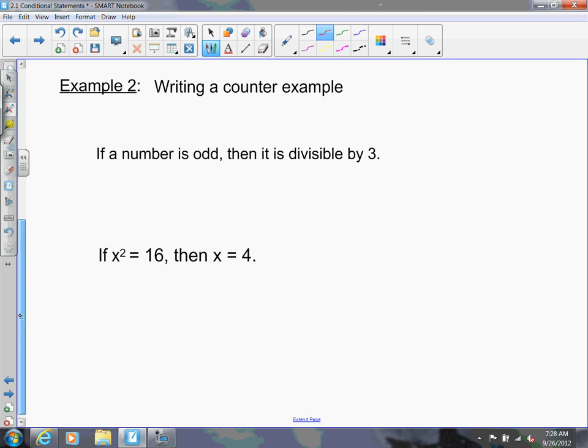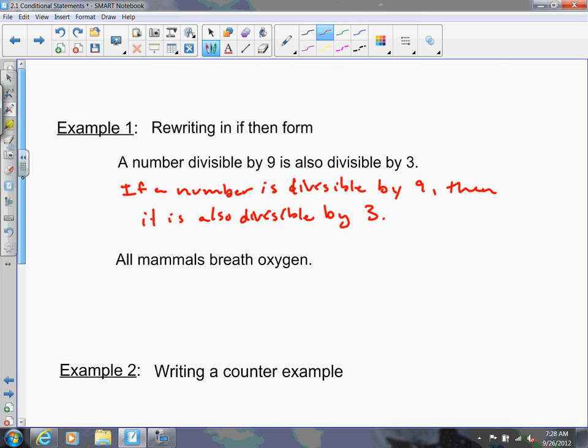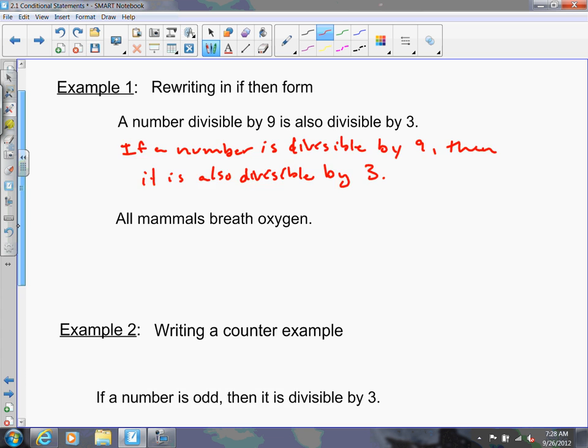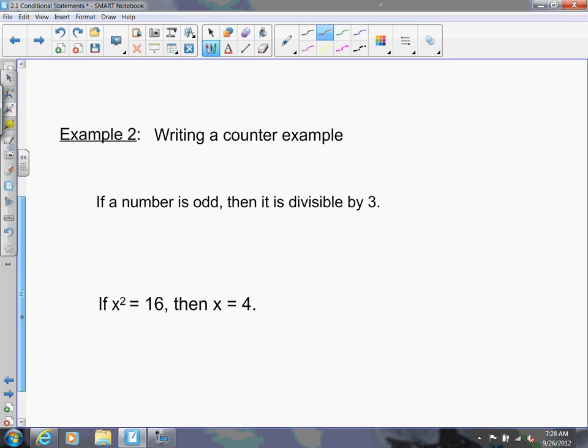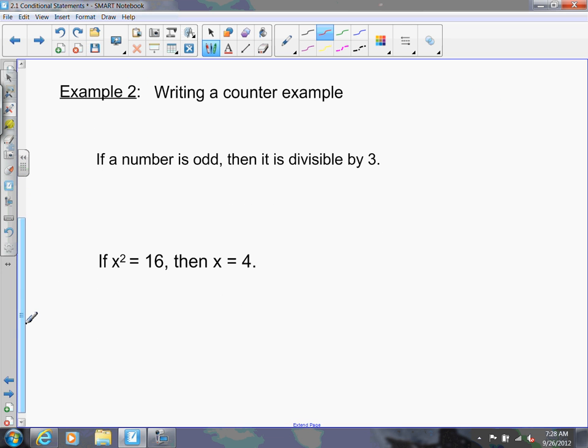Now, are all these statements necessarily true? No, you could have a conditional statement that's not true. For example, if a number is odd, then it is divisible by 3. Well, that's not a true statement. It's still an if-then conditional statement. What we want to do is find a counterexample to show that that is not true.